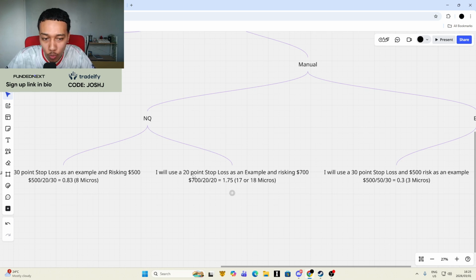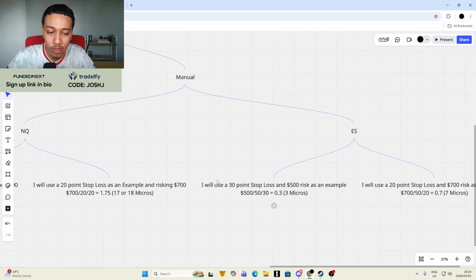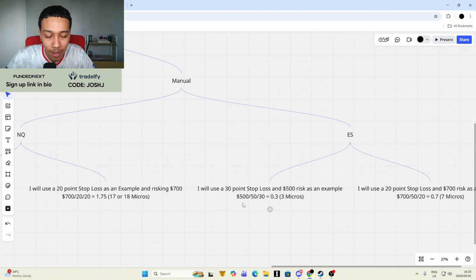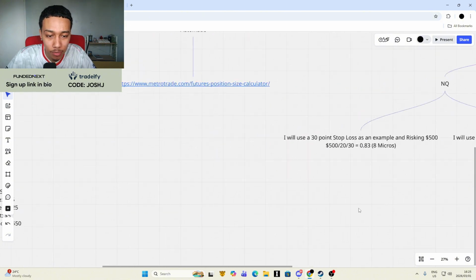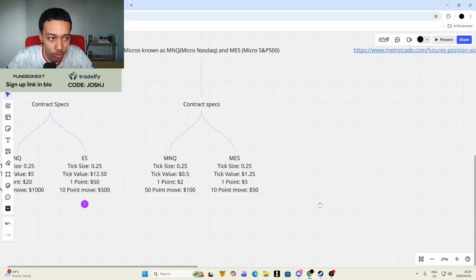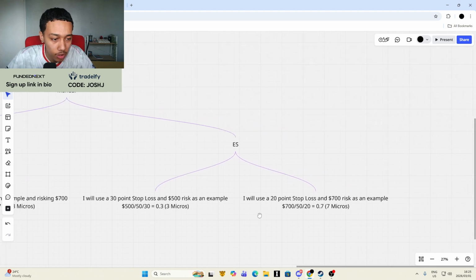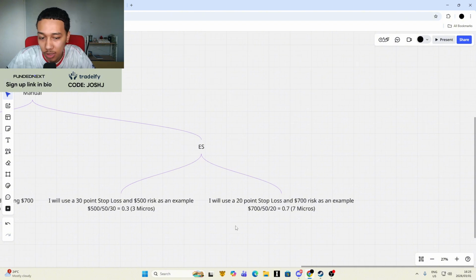It's the same formula, always: the dollar amount you want to risk first, then the point value, and then the stop loss size. ES, right? Same goes here. 30-point stop loss in ES, and you're trying to risk $500. $500 divided by 50, because remember, 1 point on ES is 50, and 1 point on NASDAQ is 20. So you use the point value. So 500 divided by 50 and then divided by 30 for the stop loss is 0.3, which is 3 micros. A whole number would obviously be minis.